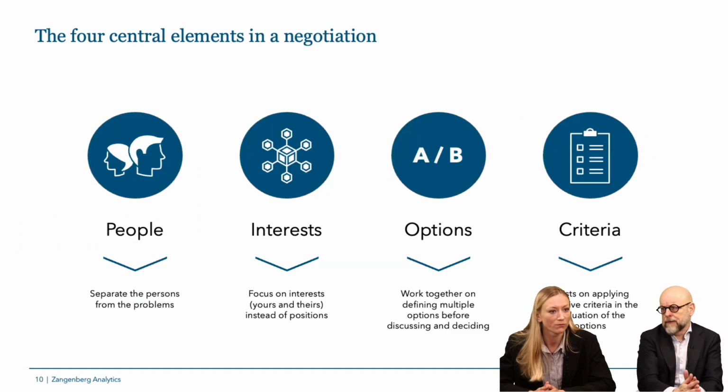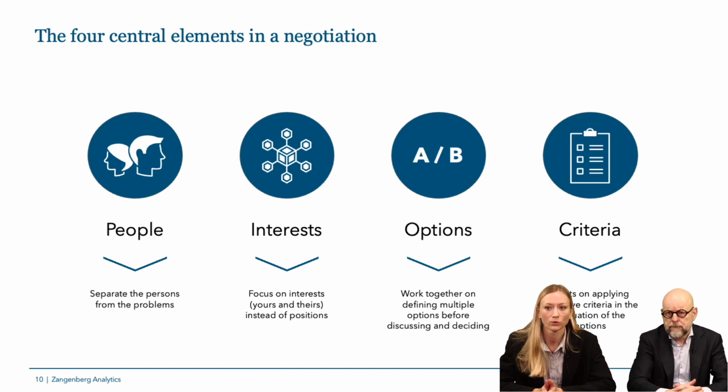We have 4 central elements that we will walk you through that are really crucial in a negotiation. The first one is the people: you have to separate the people in the room from the problem in the negotiation. When you hit a wall, you have to ask, is this because of the person I'm sitting in front of, or is there a problem in the negotiation? Because sometimes it's about the people.